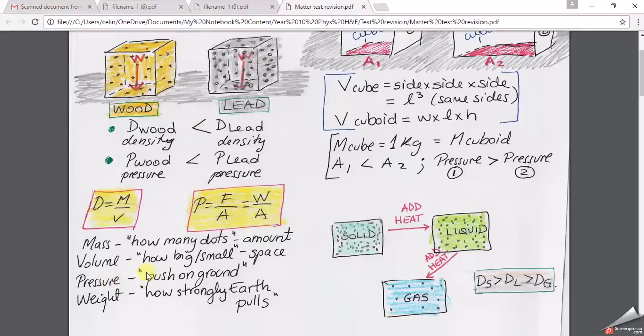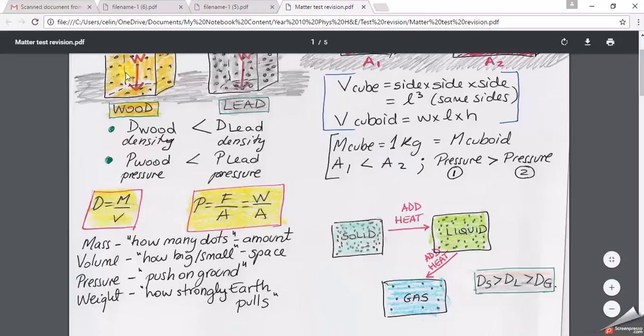Pressure, I'll just put it like this, a bit non-physics wording, is the push on the ground. If I look here, the wood pushes less on the ground than the lead because there are fewer particles in the wood compared to the particles in the lead. And weight is how strongly the earth pulls something down. If you have a lot of particles, like lead is heavier than the wood, that means lead will be pulled down to the earth stronger than the wood is. So again, higher density means higher pressure, means higher weight.